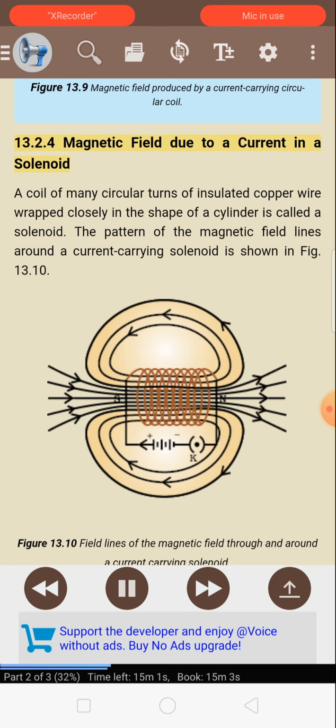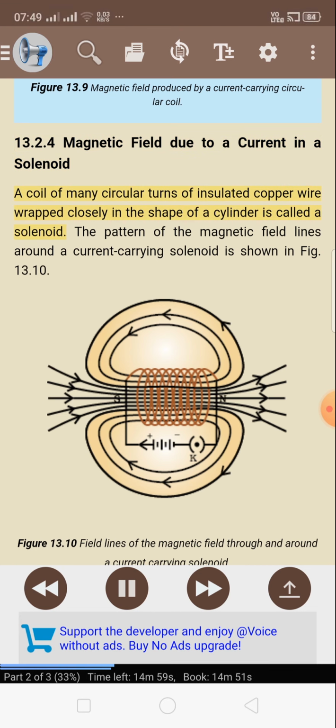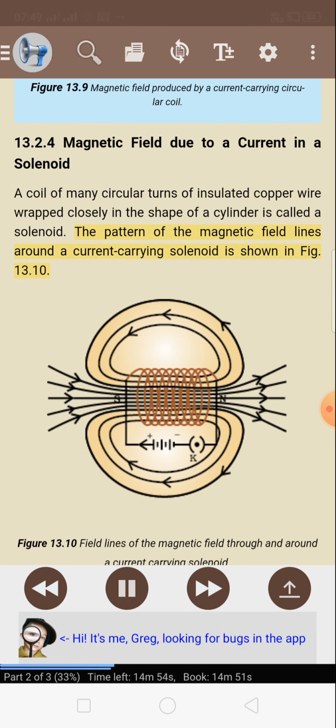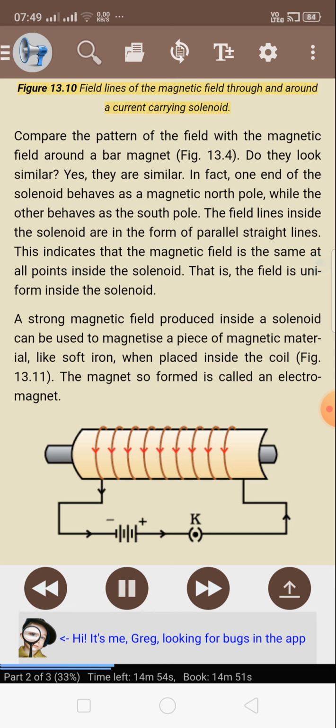13.2.4 Magnetic field due to a current in a solenoid. A coil of many circular turns of insulated copper wire wrapped closely in the shape of a cylinder is called a solenoid. The pattern of the magnetic field lines around a current carrying solenoid is shown in figure 13.10. Figure 13.10 Field lines of the magnetic field through and around a current carrying solenoid.